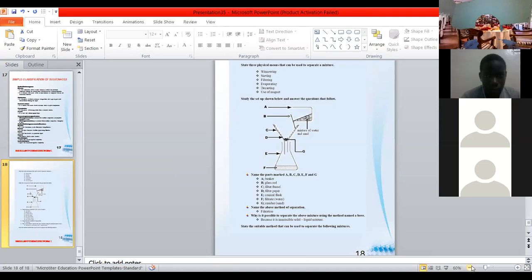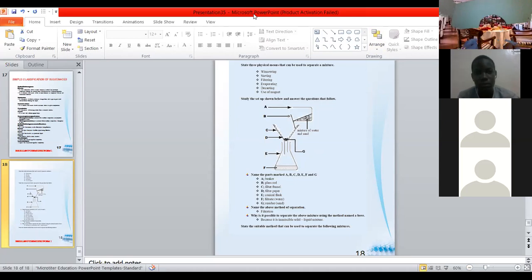Mwalimu, a question. Ask. Can we also talk of crystallization? Sorry? Can you also talk of crystallization? Crystallization. No. We cannot talk about that. So what is crystallization? Is it a method of separation? Yes, it is. But is it a physical method of separating mixtures?